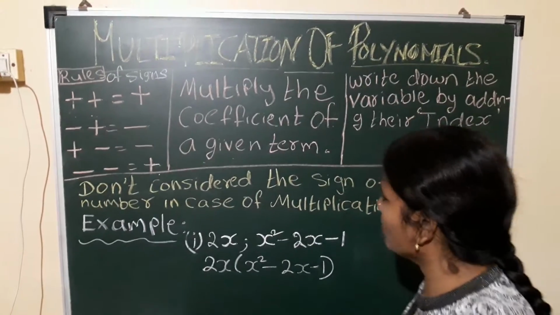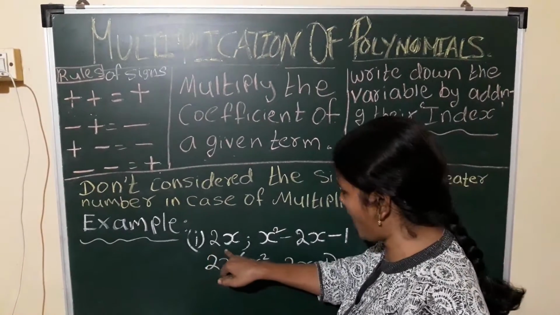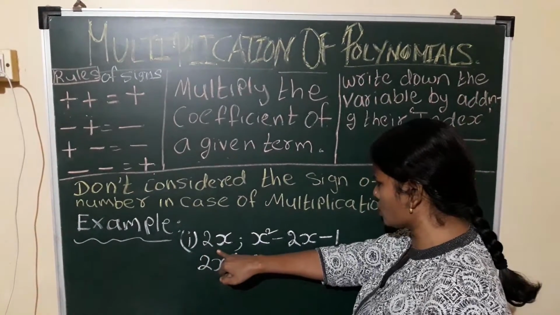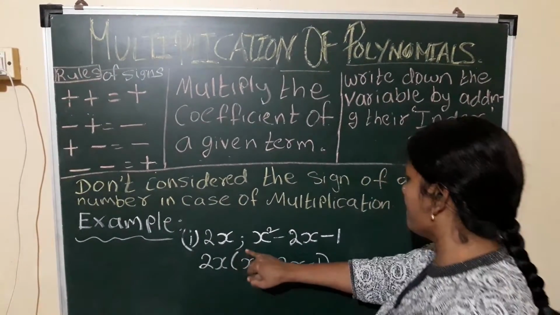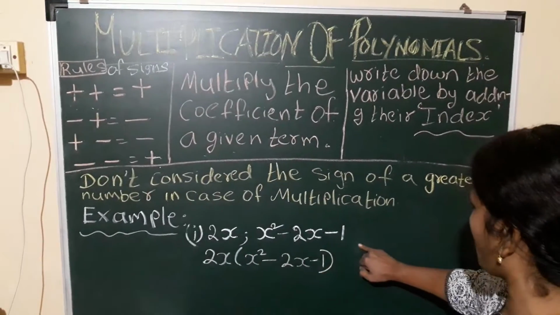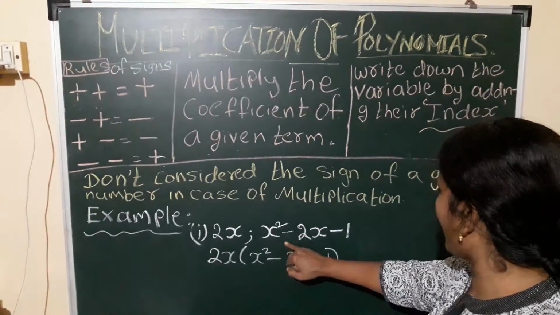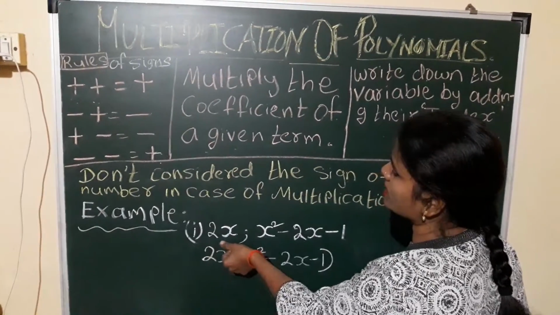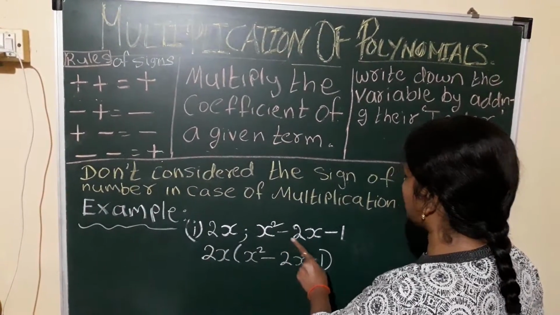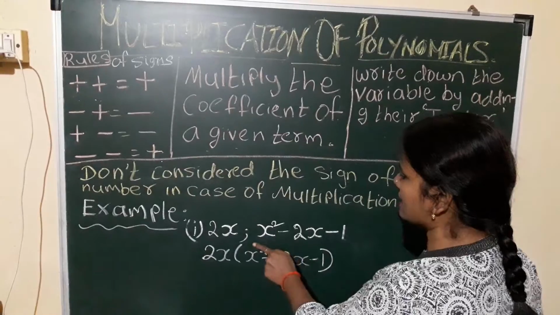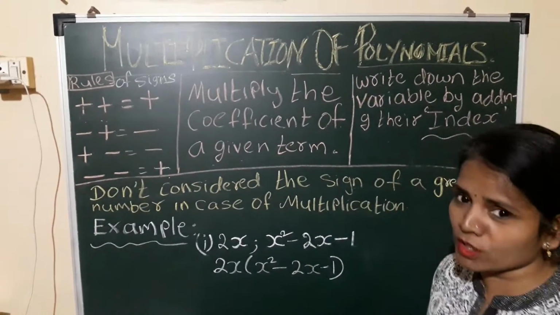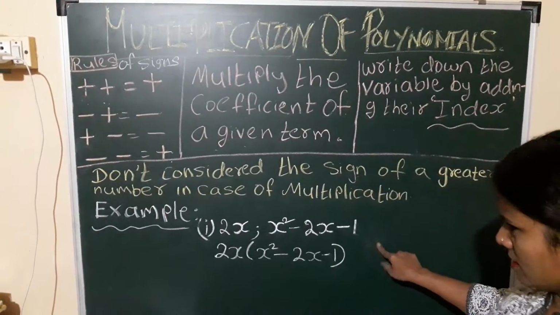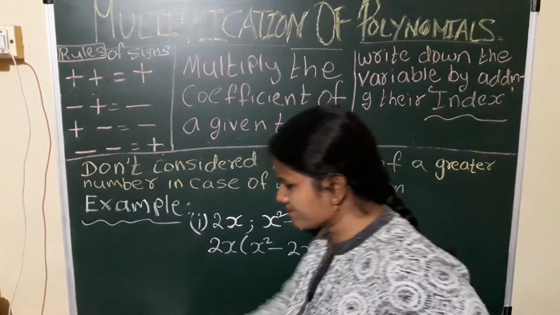Now let us take 2x. This is a monomial. Let's multiply this 2x by the given polynomial, x square minus 2x minus 1. This 2x is a monomial and x square minus 2x minus 1 is a trinomial. So we're going to multiply this monomial with this trinomial. Okay, let's start.